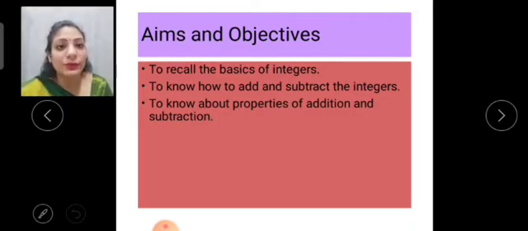As we all know, we have learned about integer in class 6 too. So, in this chapter, we will first recall the basics of the integers which we have learned in class 6th, to know how to add and subtract the integer. And the last one is to know about properties of addition and subtraction.